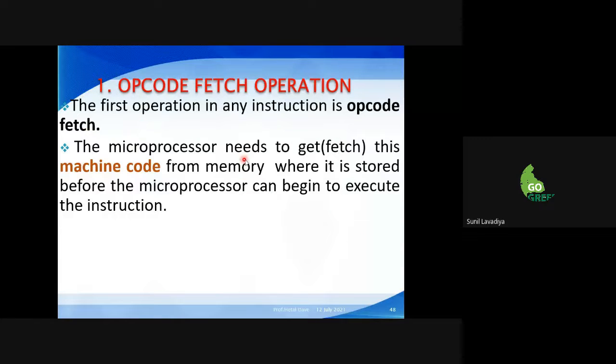Second thing, a microprocessor also needs to fetch this machine cycle from the memory. From where does it have to fetch? It's from the memory part, where it's stored before the microprocessor begins the execution of the instruction. So it is automatically understood by the question.